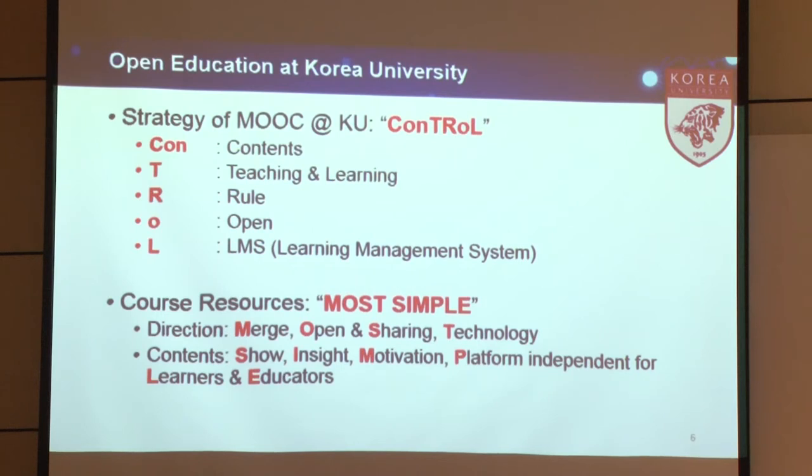Okay, and these are some interesting keywords that our university is focusing on, especially in terms of e-learning platforms. The first keyword is control, which is composed of contents, teaching and learning, and rule, where we follow specific disciplines and are also open to wider public audiences, supported by a well-designed LMS system. And also course resources, where we are using the keyword MOOSE, an acronym for merge, open and sharing technology.